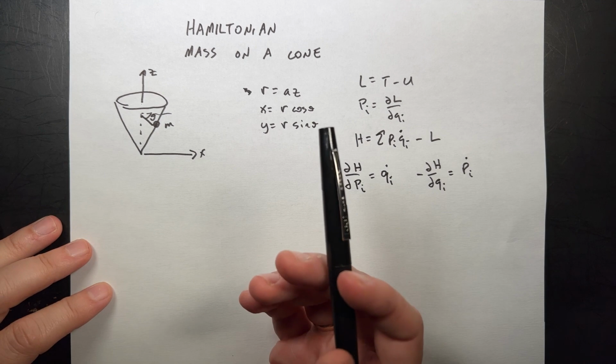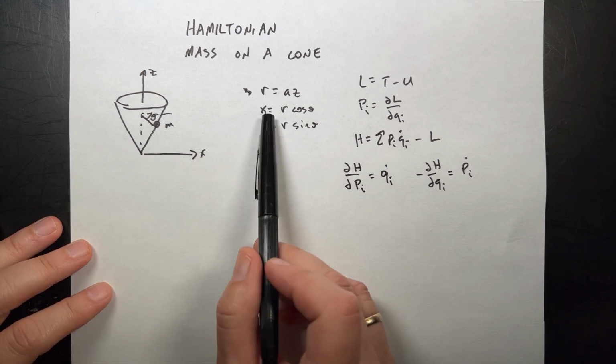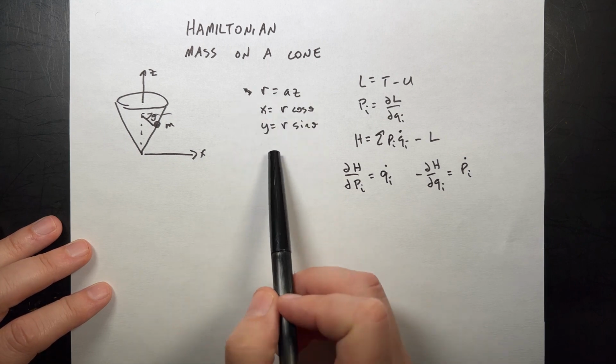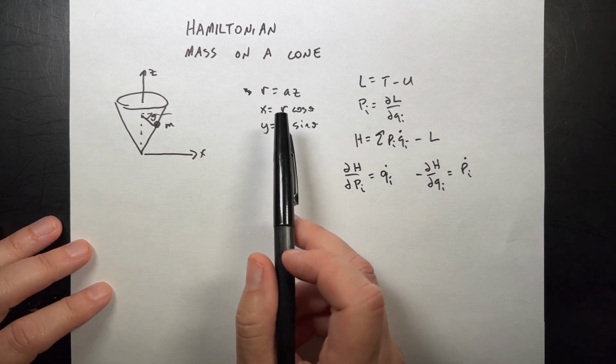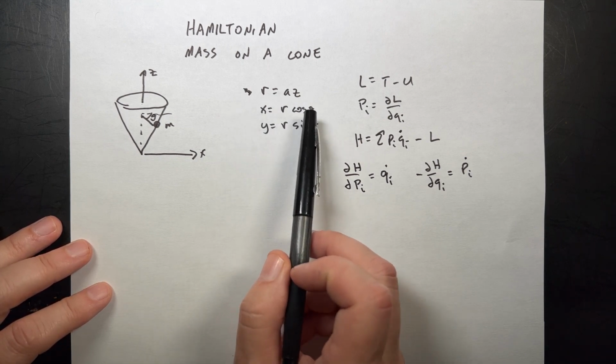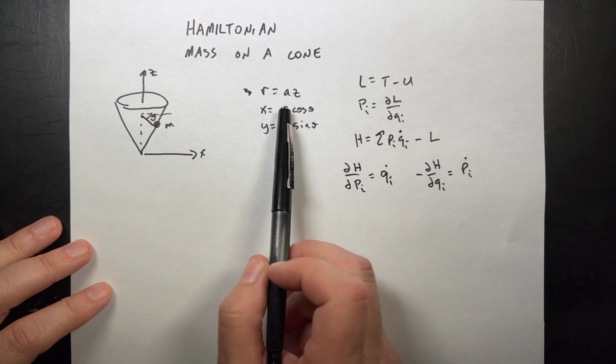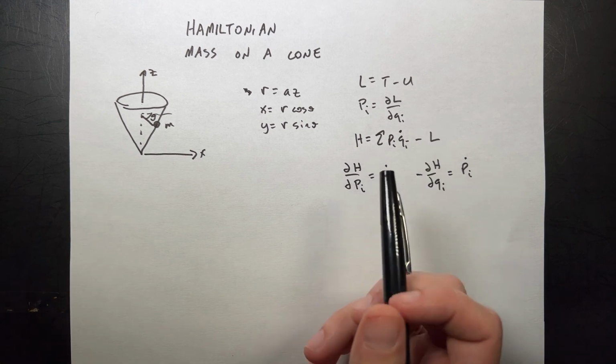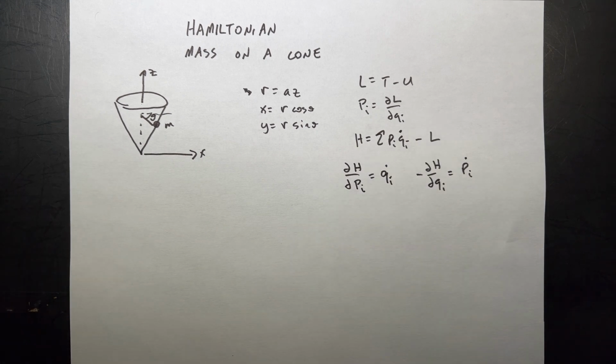Of course, we're going to use cylindrical coordinates here. So I have x is r cosine theta, y is r sine theta. So it looks like 4 coordinates here, but we really only have 2, right? Because the only 2 that can change are z and theta. r depends on z, and x and y depend on r and theta. So z and theta. Let's go ahead and write down the Lagrangian.